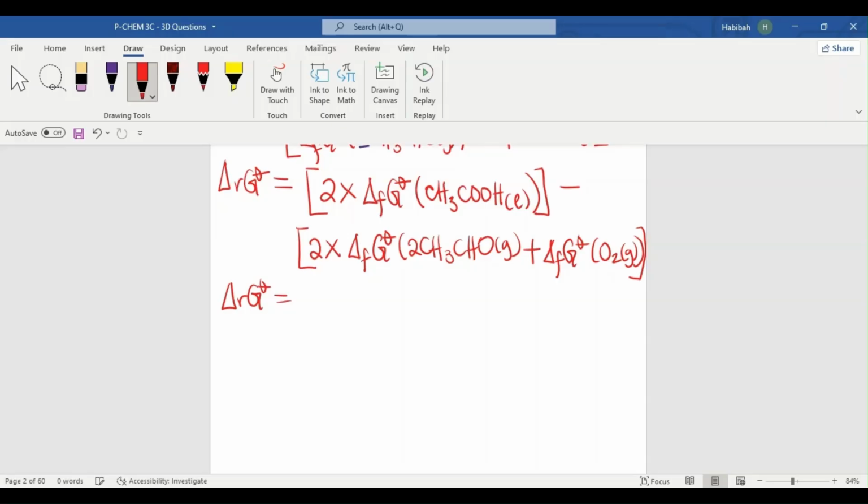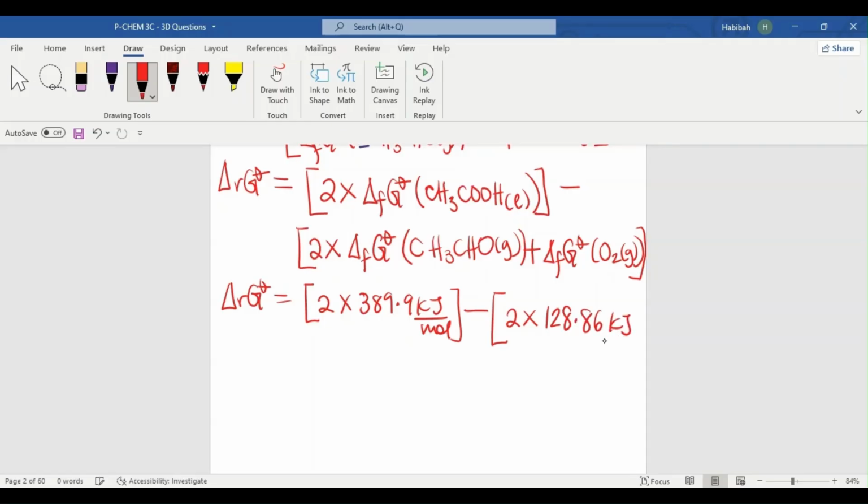So you have this information right here. You have 2 times the Gibbs energy of formation for CH3COOH. According to our research section, we have 389.9 kilojoule per mole, minus 2 times the Gibbs energy of formation for CH3CHO gas, 128.86 kilojoule per mole, plus the Gibbs energy of formation for oxygen, which is just simply 0 kilojoule per mole. So yeah, we've done it for the second one.